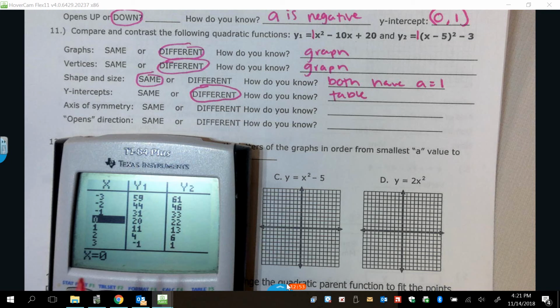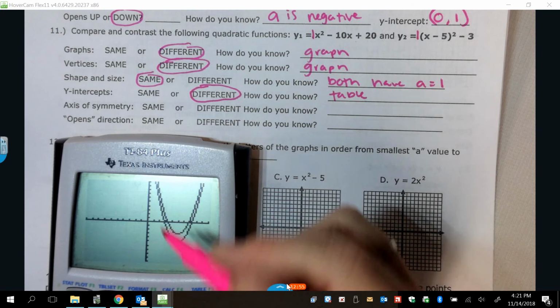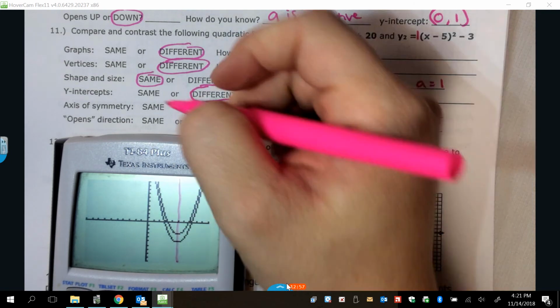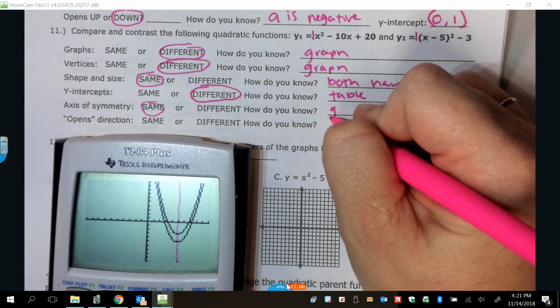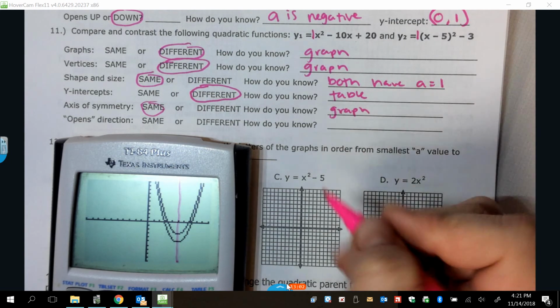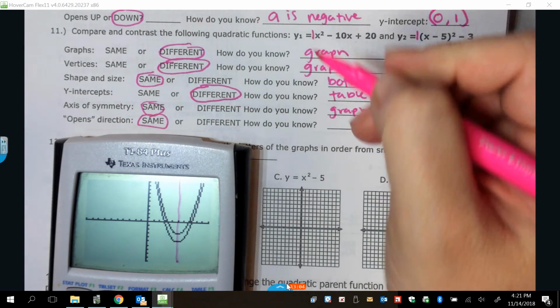Axis of symmetry. So if I were to cut this in half, I'm going to cut them both in half at the same spot, so they're the same. And they both open upwards, so that's the same. And we looked at our graph.